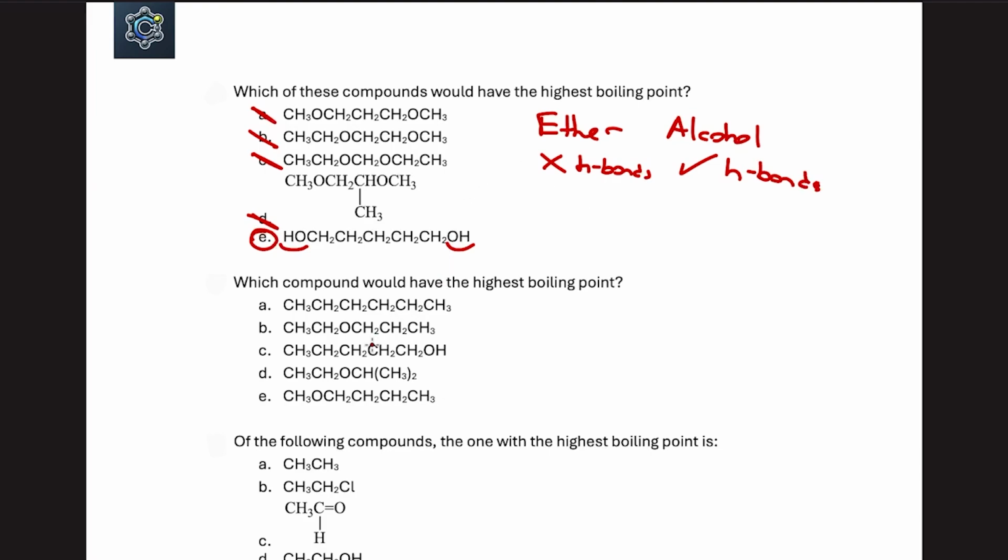Visually, I see that answer choice C has this oxygen at the end, meaning that it has H bonds, while answer choice A is literally just a hydrocarbon, so very weak intermolecular forces. B is an ether, no hydrogen bonds. D is an ether, no hydrogen bonds. And E is an ether, also no hydrogen bonds. And so you're left with answer choice C that has hydrogen bonds, and because of that, you have the highest boiling point.